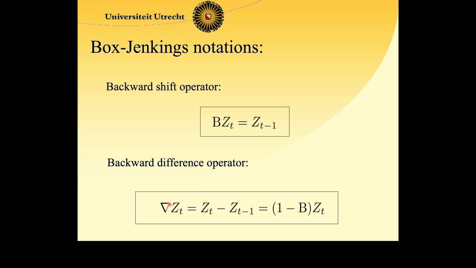That's the nabla. It's called the nabla operator. So nabla Zt is Zt minus Zt-1. It's the difference operator, the backward difference. You can easily see that because Zt-1 is B times Zt, we can substitute B times Zt here, and then factorize, and we get (1 minus B) Zt. So nabla Zt is the same as (1 minus B) Zt.